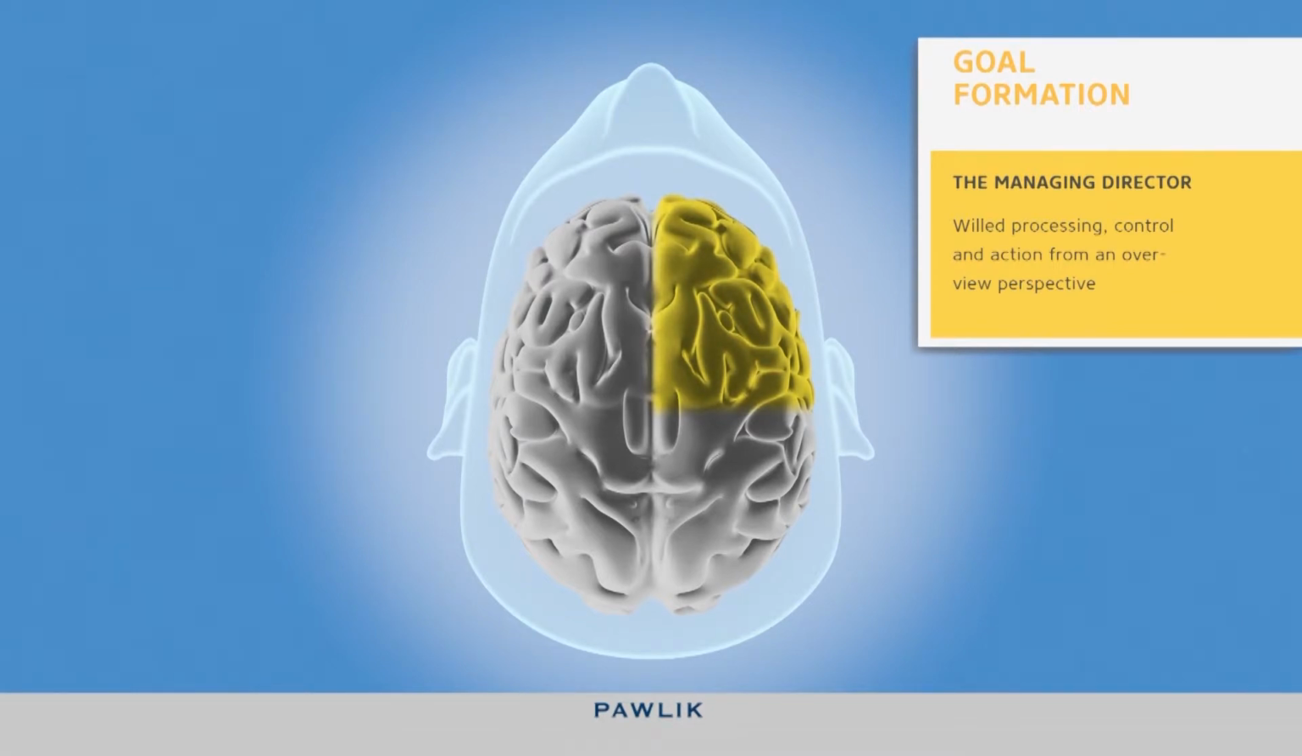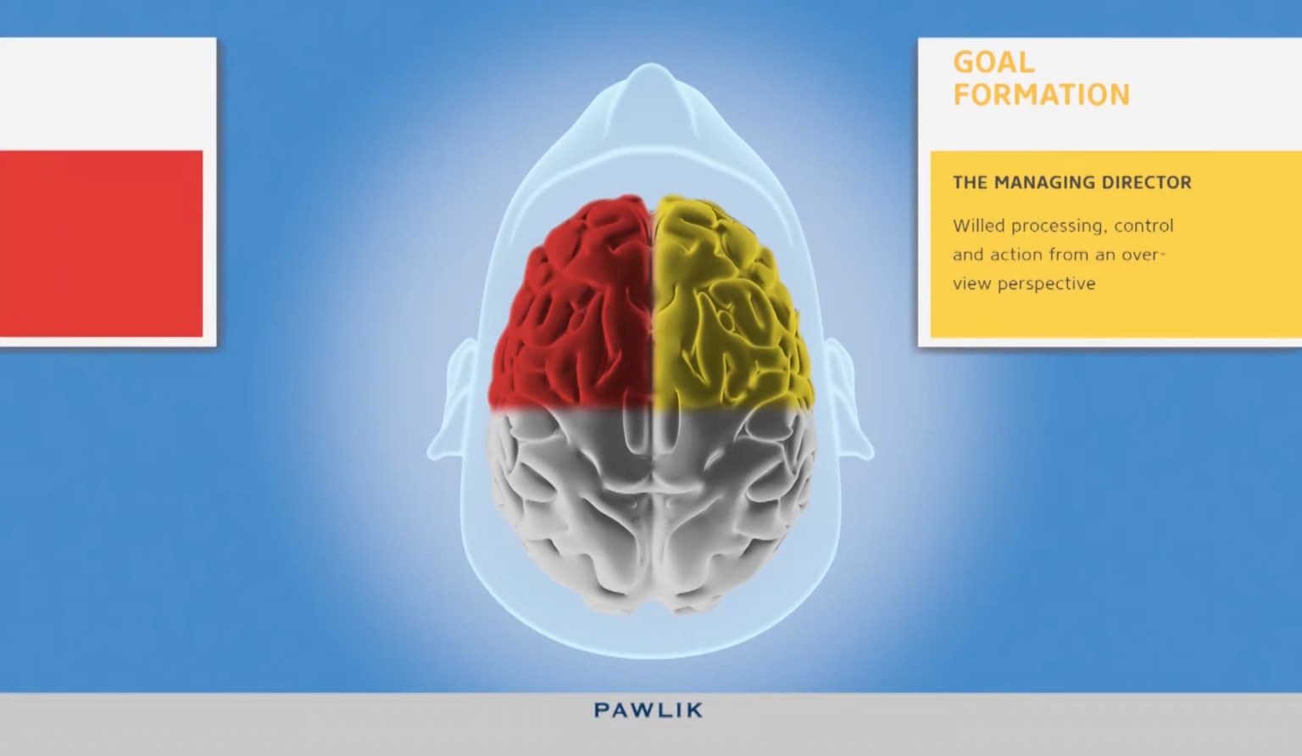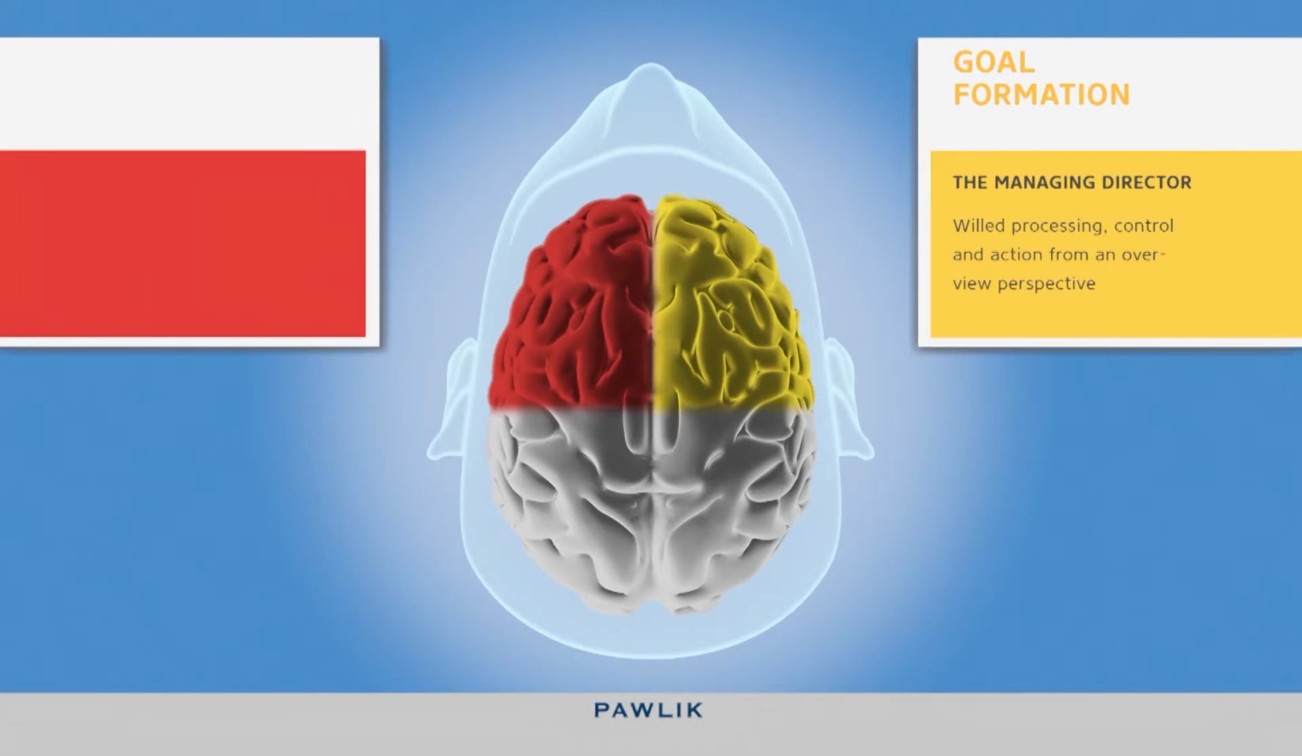Second, the action planning system, aka the logician. Once a personal goal has been defined, it is passed on to another brain system. Primarily situated at the front of the left hemisphere of the brain, this system devises an action plan to accomplish the goal. What will I do first?